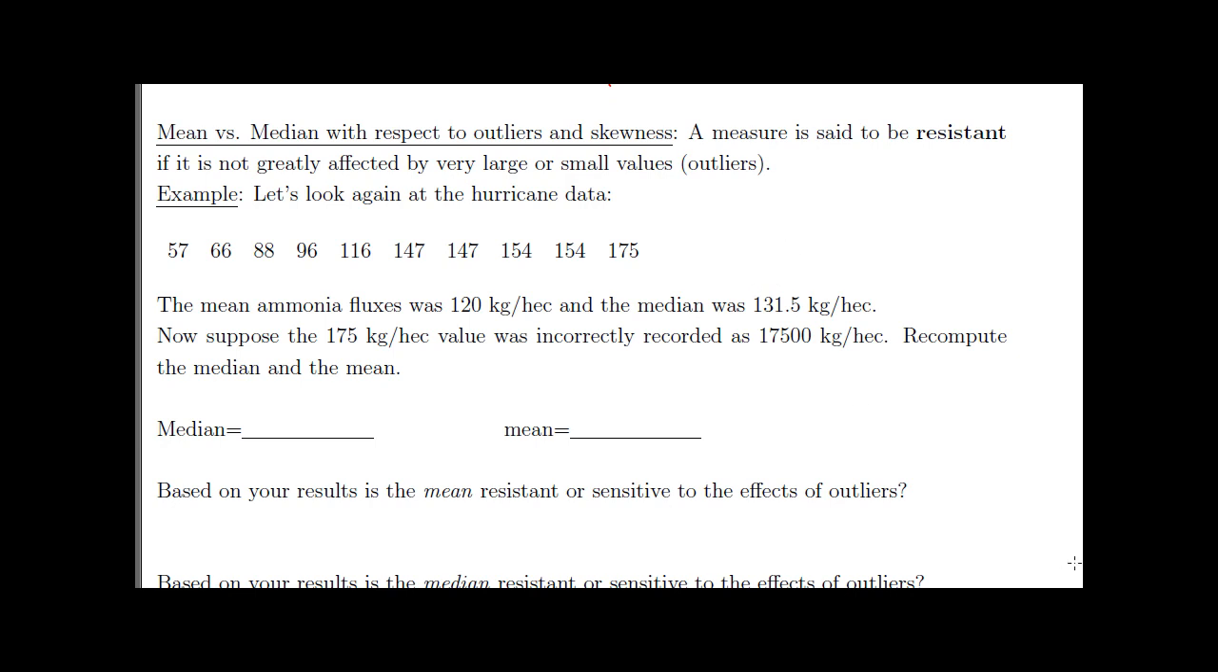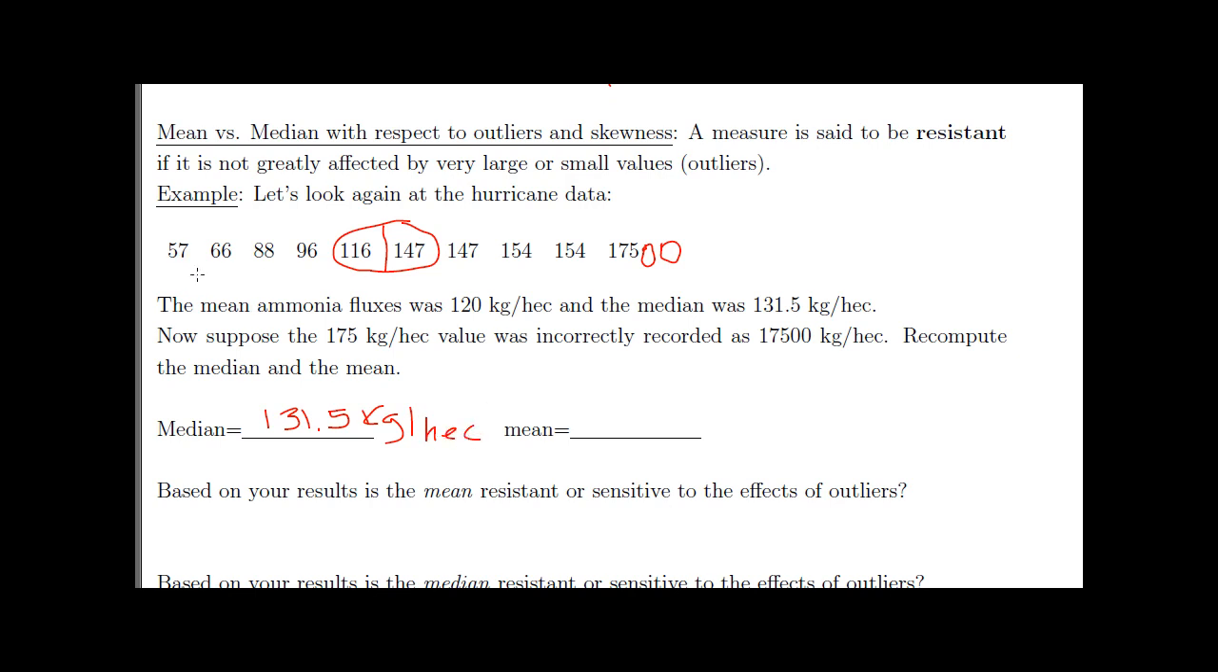So let's go back to the hurricane data set. And we already computed the mean as 120, and we computed the median as 131.5. But now we're going to just say, well, maybe the 175 actually was recorded as 17,500. Maybe that was an error, or maybe there was really a stream with that high of ammonia influx. So we're going to recalculate the median and the mean based on the new data value. So the median is still the middle number. So here I have 5 observations on both sides, and I'm going to take the average of those 2 observations. And so that's not going to change. That was 131.5.